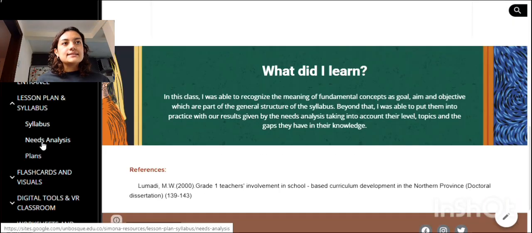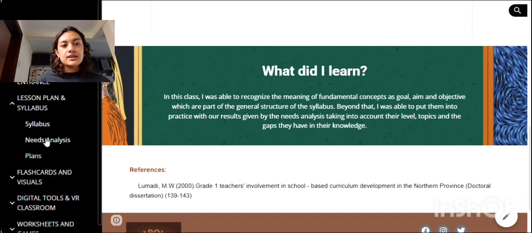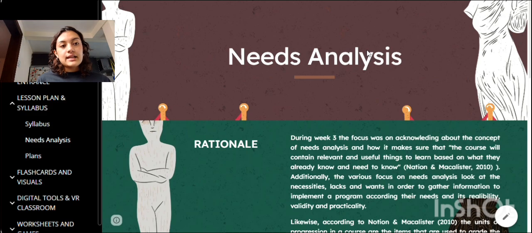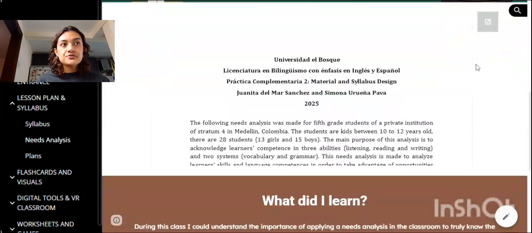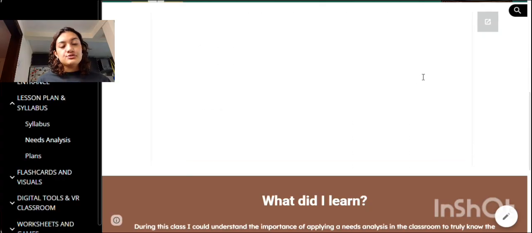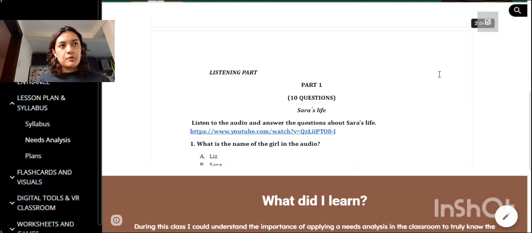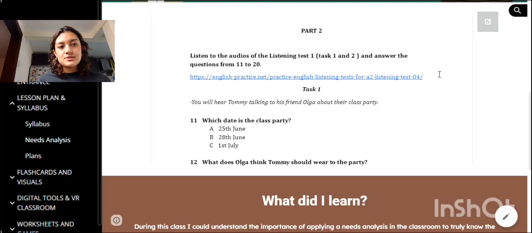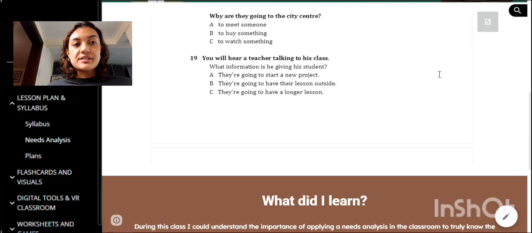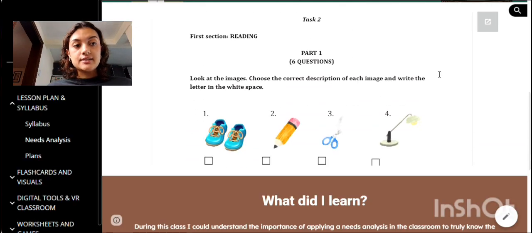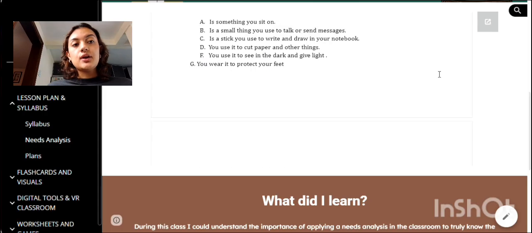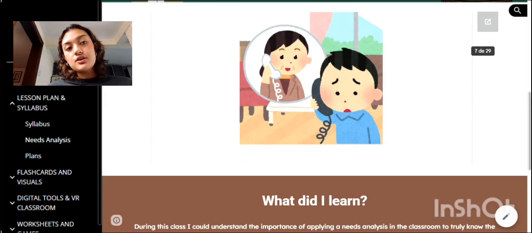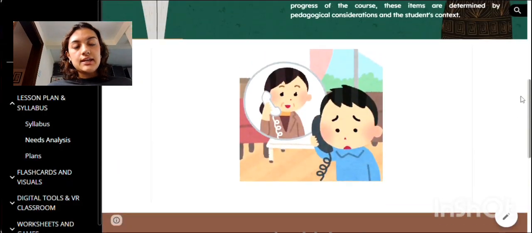We will find the needs analysis of this course that presents 30 questions to analyze A2 learners' competence in the 3 skills, listening, reading, and writing, and to assess the vocabulary and grammar. In this way, it is possible to identify their needs and knowledge gaps. As you are seeing, there are several exercises and activities in order to know the previous knowledge of the student and the gaps each student has.